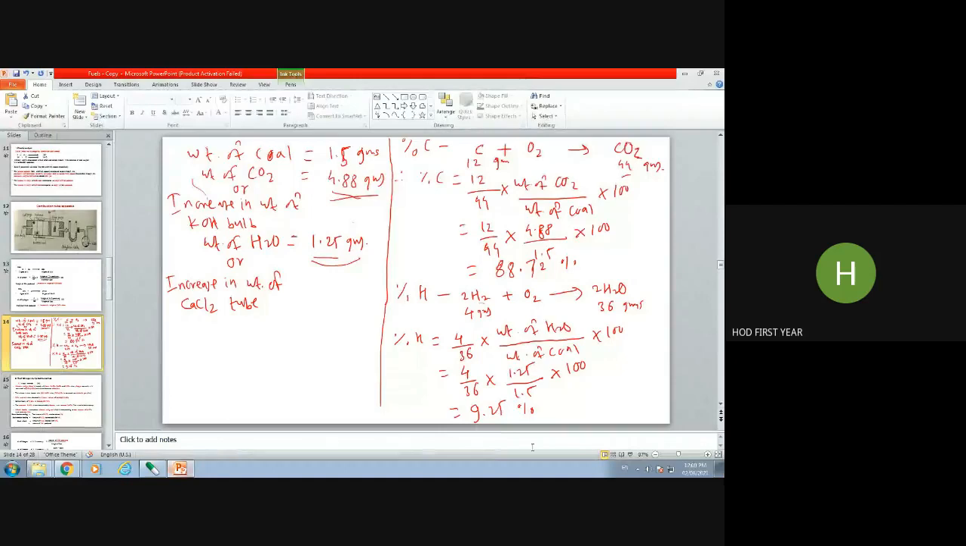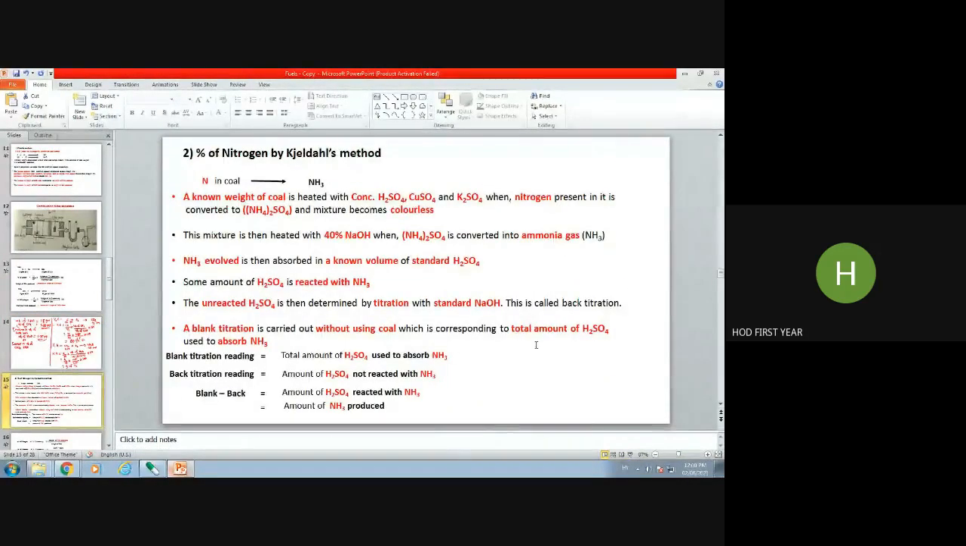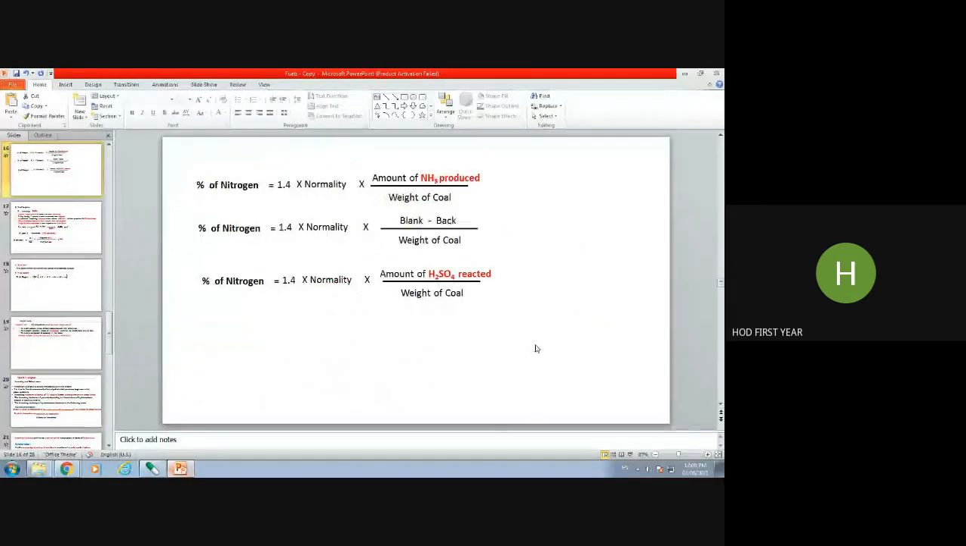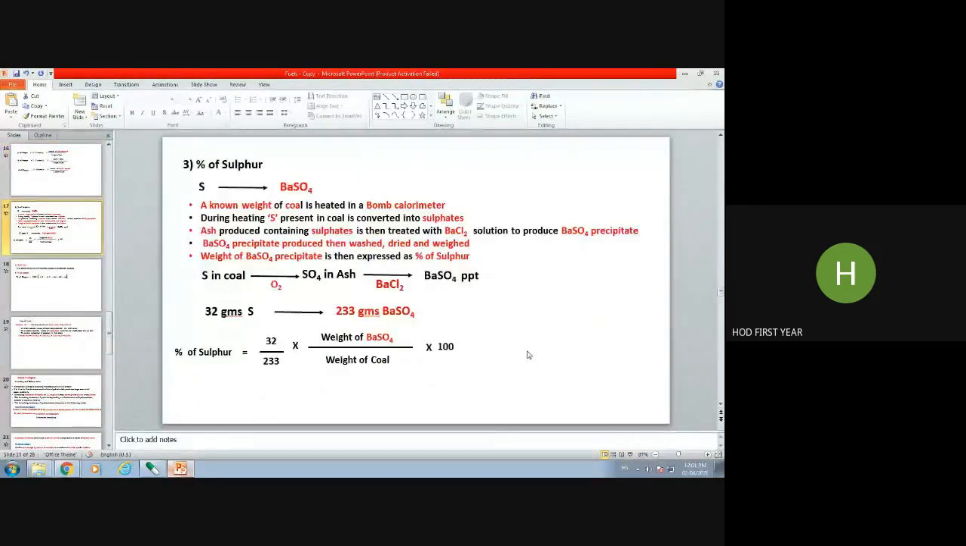Okay, so we will proceed further. We will skip this nitrogen because it will take time. We will come to sulfur. Okay, percentage of sulfur. Nitrogen we will see maybe tomorrow. Okay, so percentage of sulfur by ISCA's method.